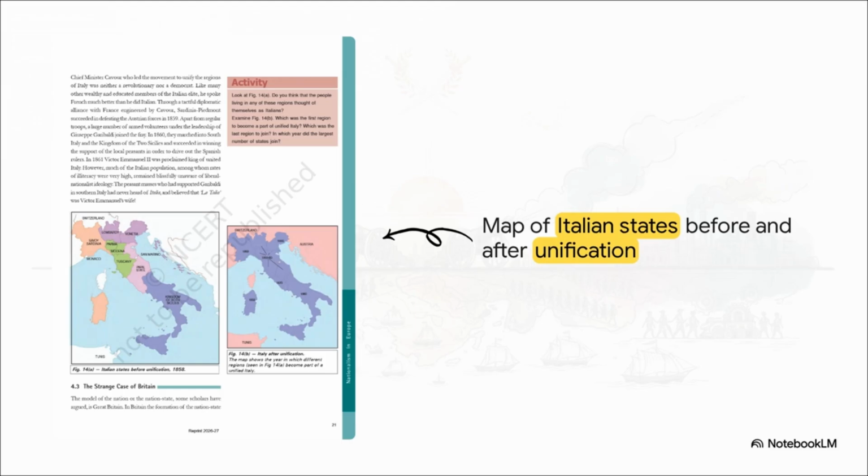Now contrast that with the map showing Italy after unification. By unifying these regions, the ruling elites of Sardinia-Piedmont saw the possibility of massive economic development and political dominance. It was a staggering territorial achievement.